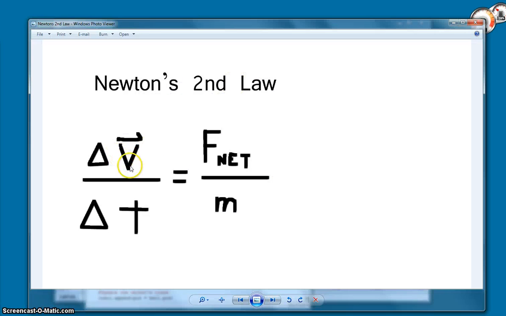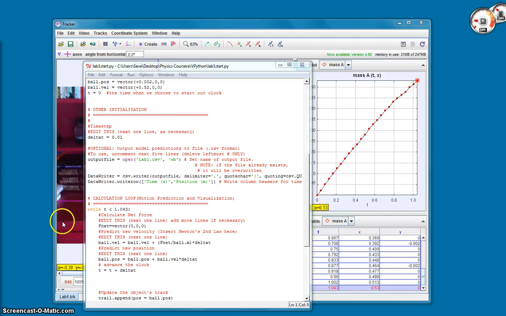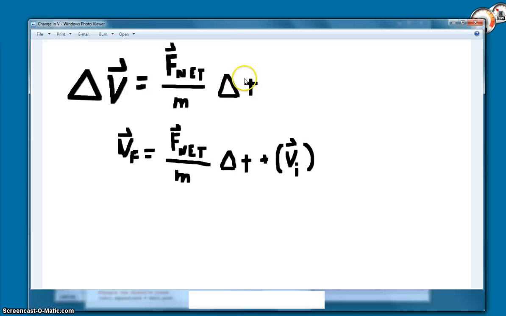Then I had to predict the new velocity using Newton's second law, which pulled up here. The change in the velocity divided by the change in time equals the net force divided by the mass. And so, using algebra, we can get this, where the change in velocity equals the net force divided by mass times the change in time, which we can rearrange so that the final velocity equals the net force divided by mass times the change in time plus the initial velocity.